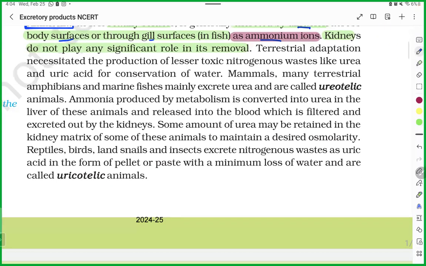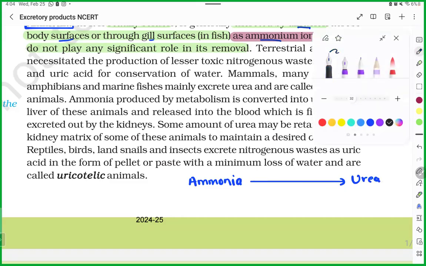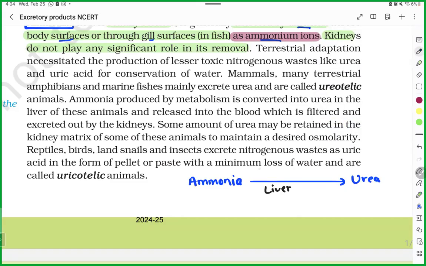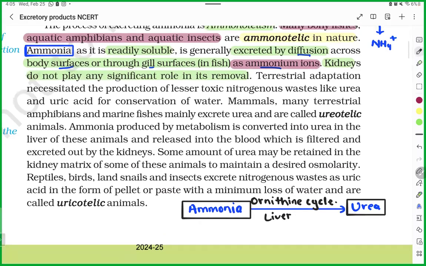You must have heard. In the liver, ammonia will convert into urea, and this cycle is known as the ornithine cycle. So ammonia converts into urea in the liver, and this cycle's name is the ornithine cycle. Okay. So the kidney does not have much role in this case.